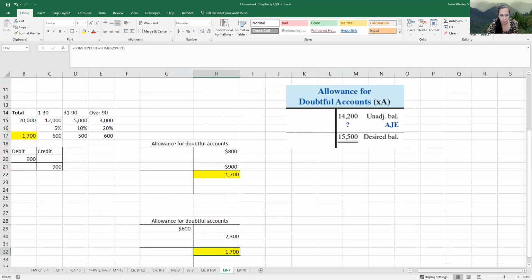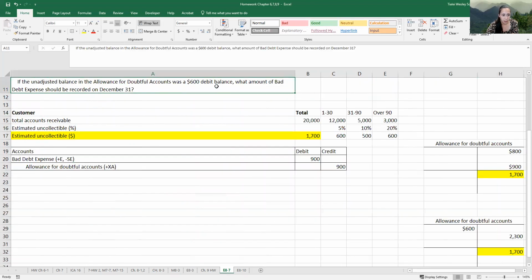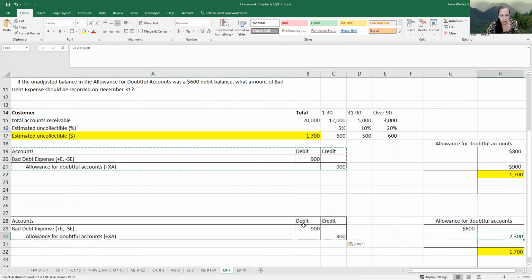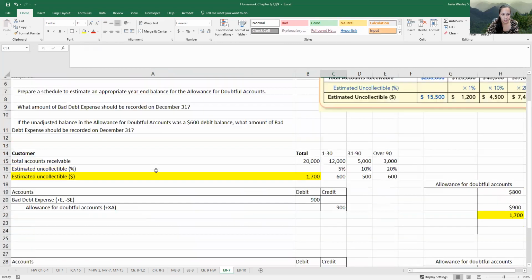So for the last part of that problem, what amount of bad debt expense should be recorded? I would record this same journal entry, but instead of 900, I need 2,300. And I don't think they asked for the journal entry, but you would need 2,300 credit to allowance for doubtful accounts. Yep, and that's it for this problem.